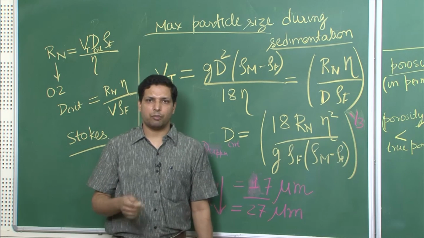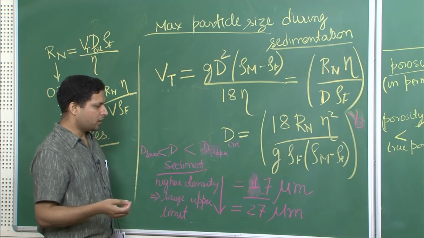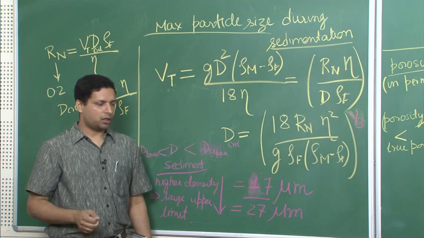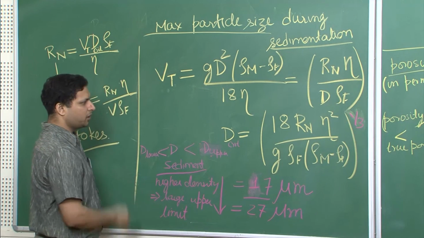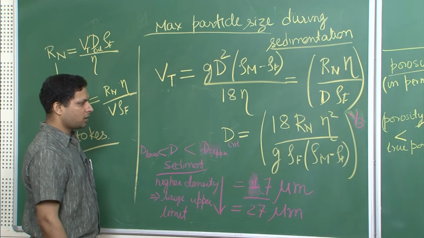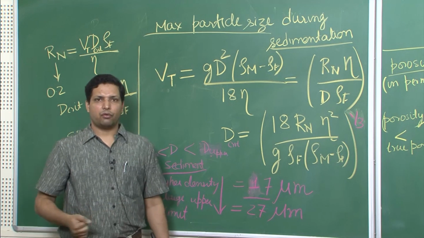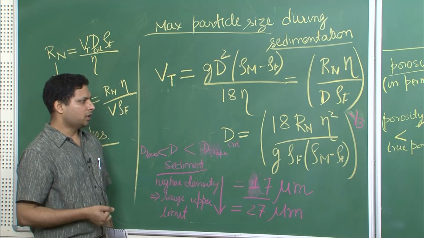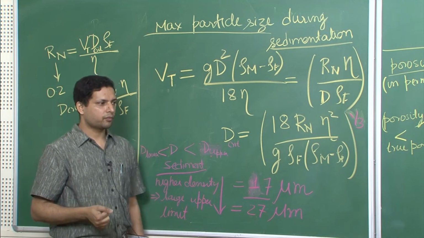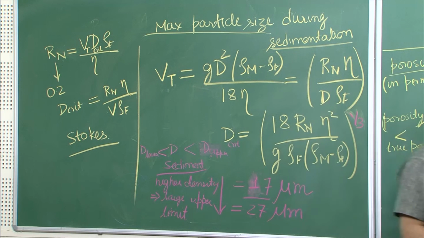So, you have to use a proper liquid with proper viscosity, depending on the particle size, to be able to characterize powders. This example gives us an understanding or feel of why there is a lower limit as well as an upper limit when we are using sedimentation based on Stokes law. So, that is the end of our powder characterization.